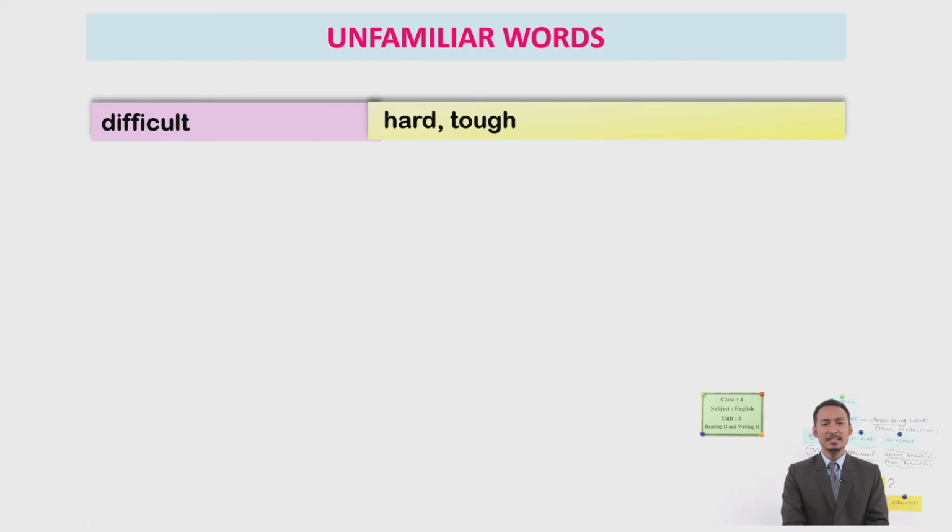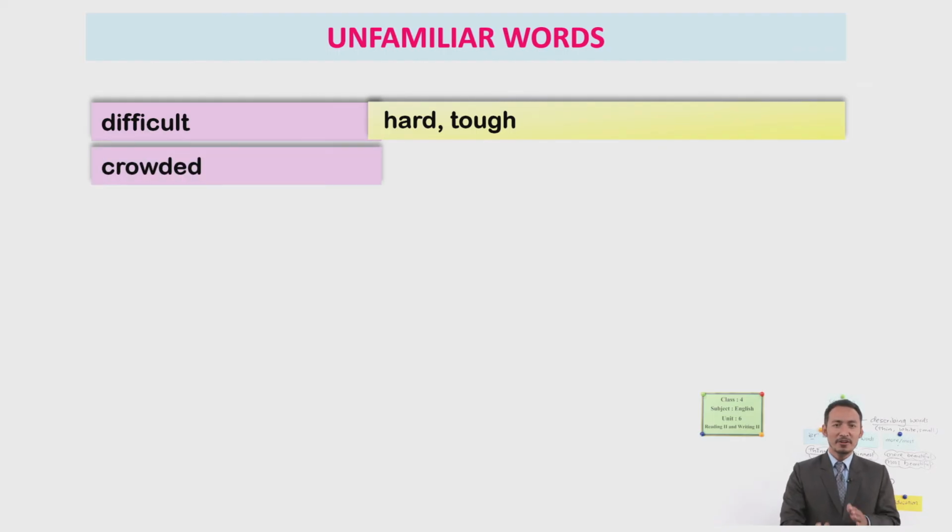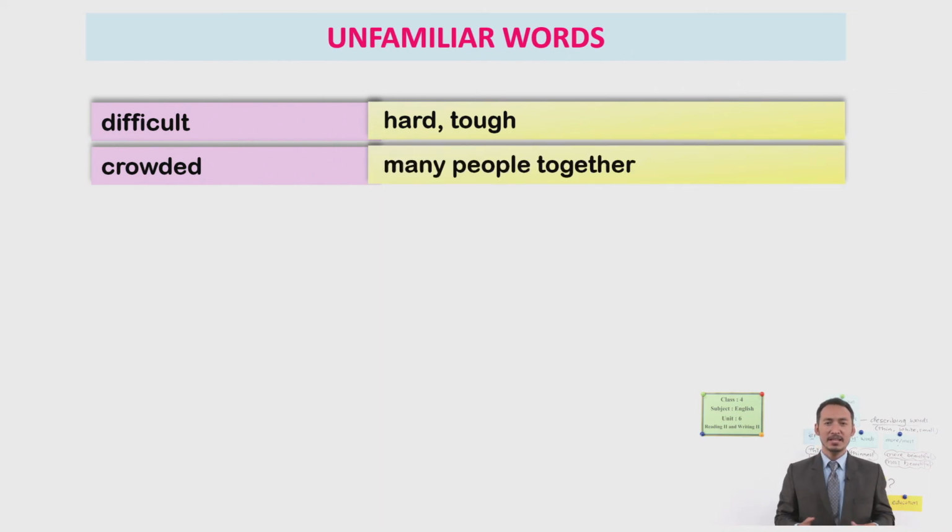It is not easier, it is not simple. It is difficult. And another word we saw is crowded. What is the meaning of crowded, students? Yes, when you have many people around you, it is a crowded place. Crowded means many people together, working together, walking together, okay?